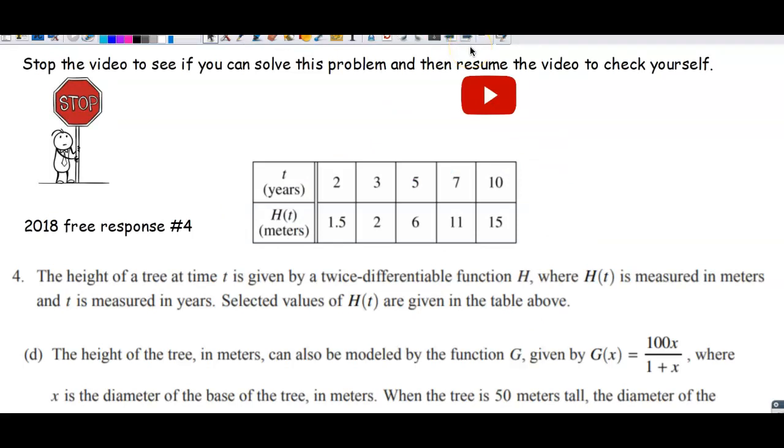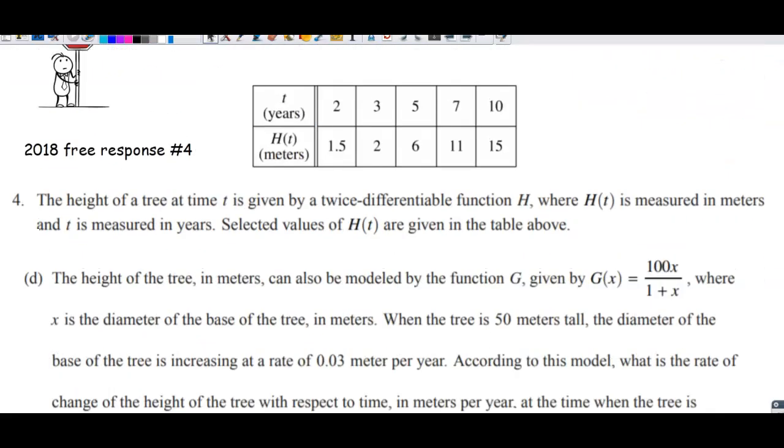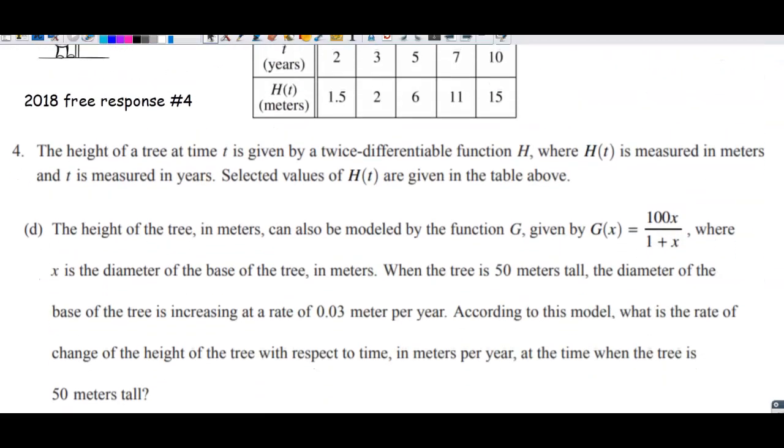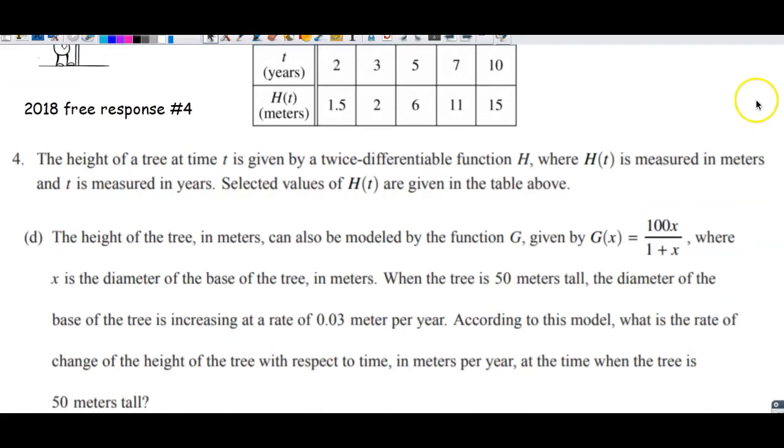Let's move on to the 2018 question number 4. Stop the video to see if you can solve the problem, and then resume the video to check yourself. And in this one, we're going to do part D only. So 4D, let's see if I can get all of that in the window for you to see. Hope I did that for the last problem. All right, now that you're back, we're going to take a look at this problem.